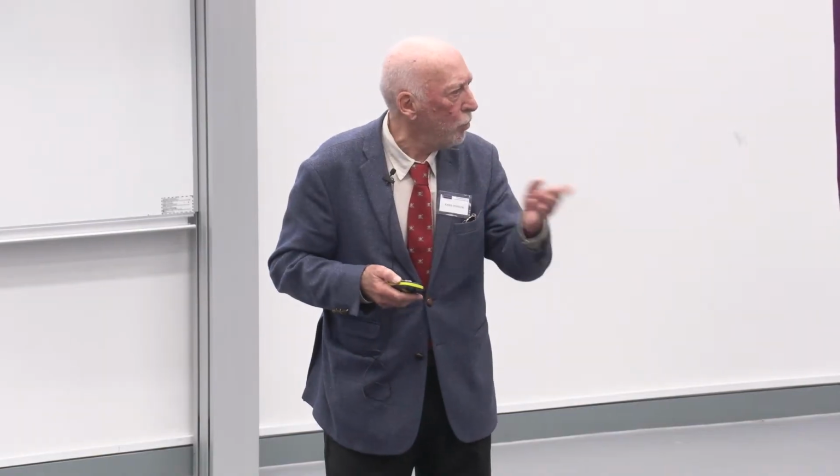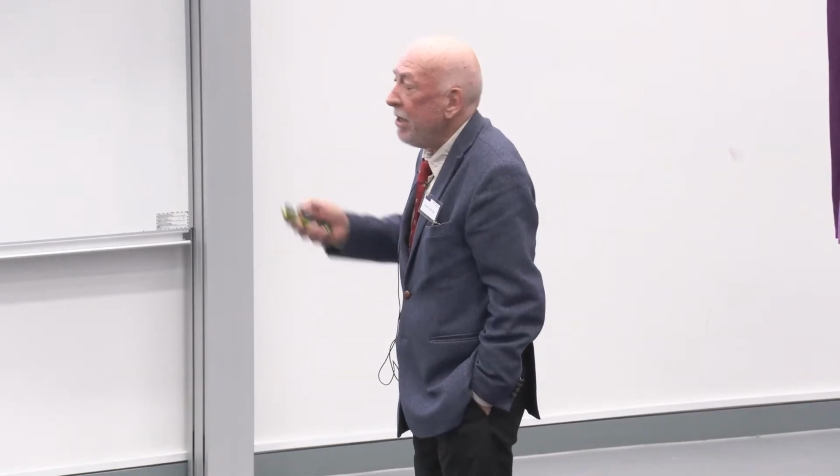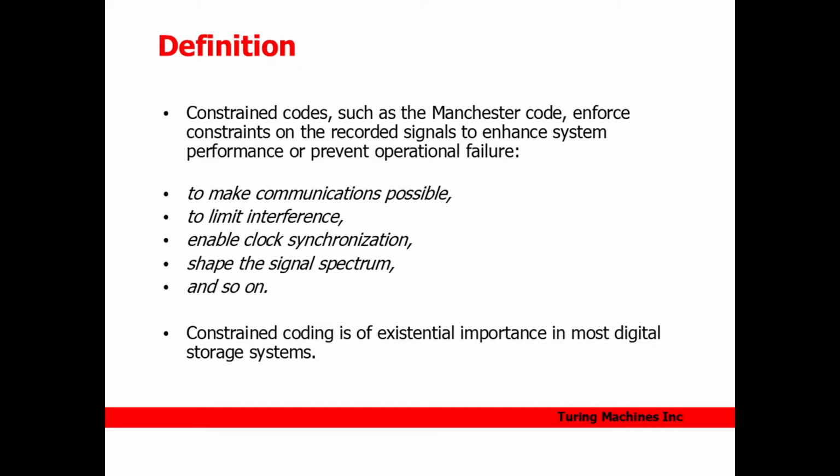Jim already said, for example, that you need transitions from 1 to 0 or from 0 to 1, because otherwise you cannot use it in combination with magnetic tape or magnetic transformers. So let us take an academic look at what these constraints can be in physics. These constraint codes enforce specific constraints on the digital stream that is recorded to enhance the system performance.